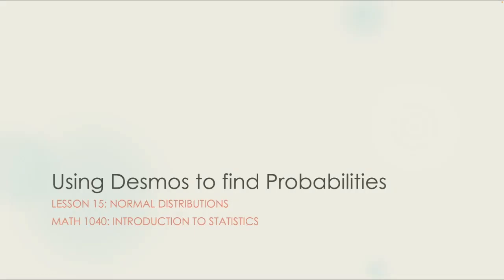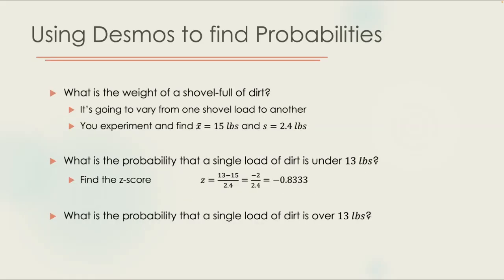We've been talking about probabilities and normal distributions. In this video, I'm going to show you how to find those probabilities using Desmos. Here's the example we have been working with. We want to find the weight of a shovel full of dirt. We find an average weight of 15 pounds with a standard deviation of 2.4 pounds.